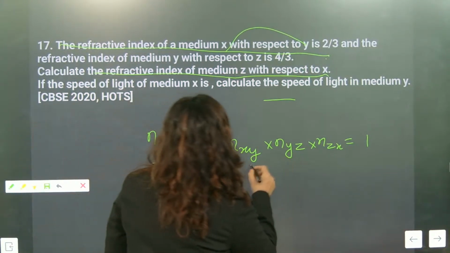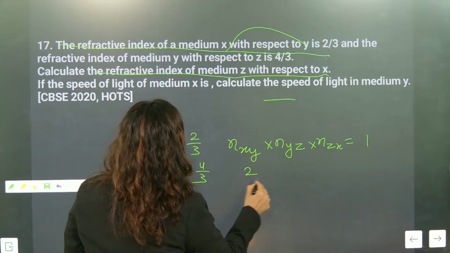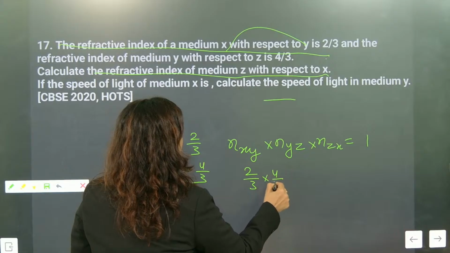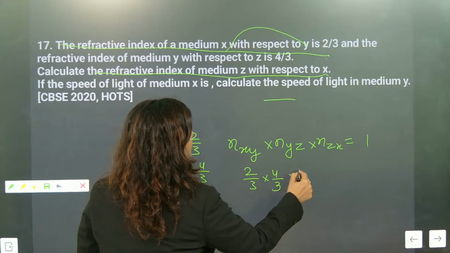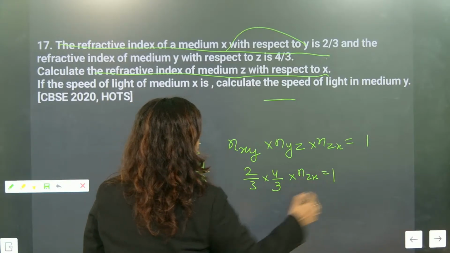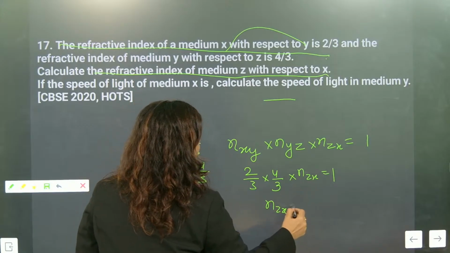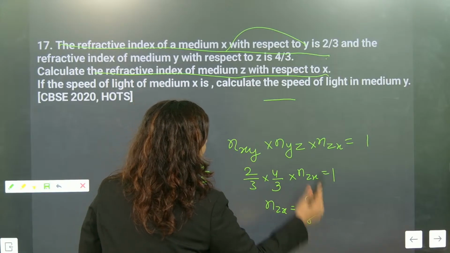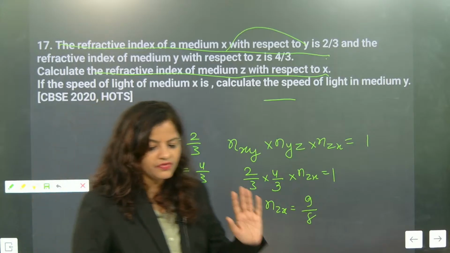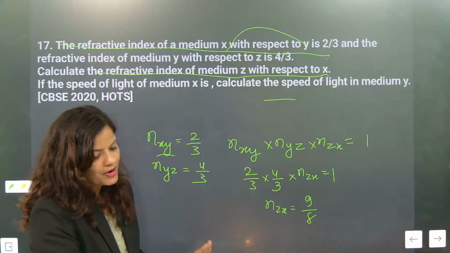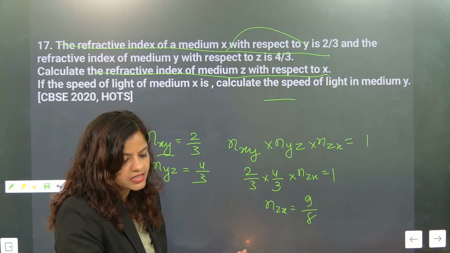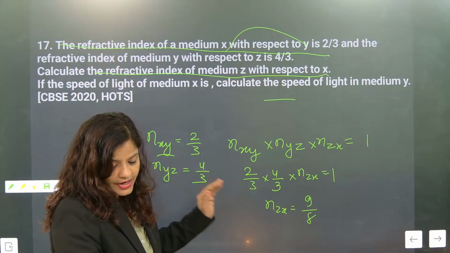So this is exactly coming as 2 by 3 into 4 by 3 into nZX is equal to 1. So what answer will be coming? What answer are we expecting? It will become 9 by 8. So the first part of the answer we got easily. I hope you might have got this. This is a CBSE 2020 question.